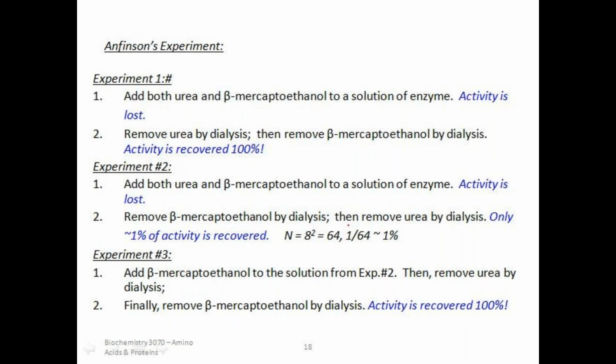This is the general estimation, n equal to 8, 8 square equal to 64, that is 1 by 64. That means the recovery rate is in terms of n. Next, in experiment 3, first he added the beta mercaptoethanol to the solution that is removed by dialysis process.